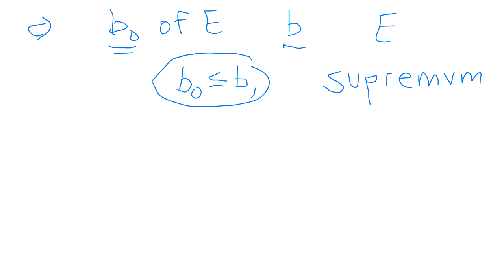If there exists an upper bound B naught of E, remember the upper bounds don't have to be a part of the set. They come from the original set S. So anyway, let me continue. If there exists an upper bound B naught of E, such that whenever B is any upper bound for E, we have B naught less than or equal to B, then B naught is called the least upper bound, or the supremum of E. So this is the supremum of the subset.